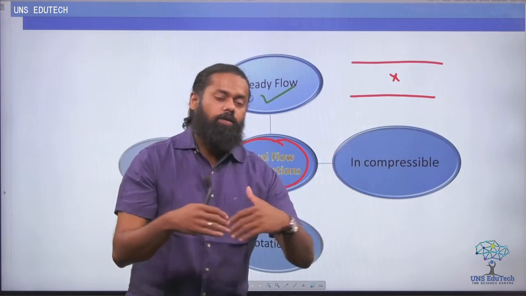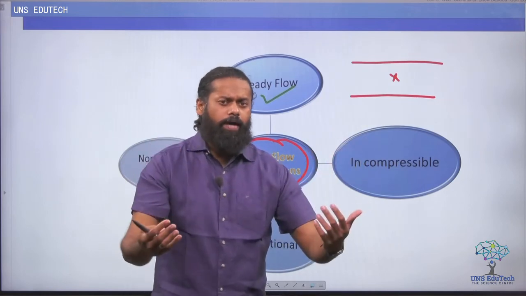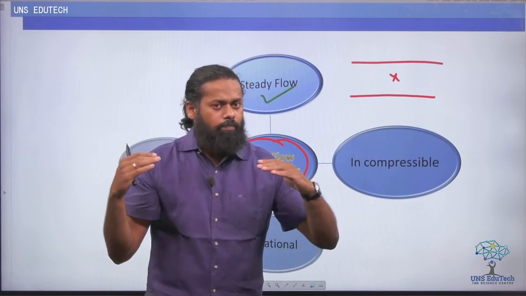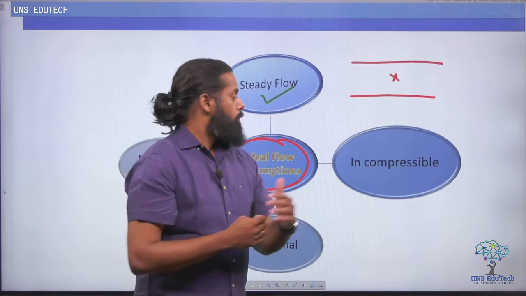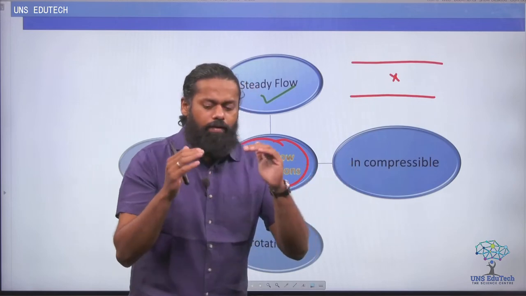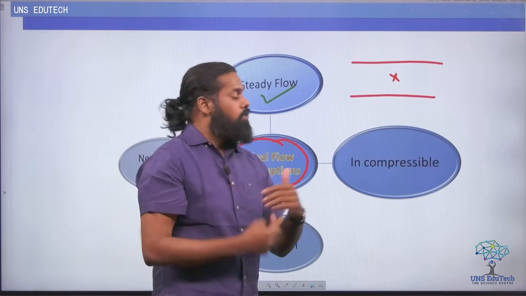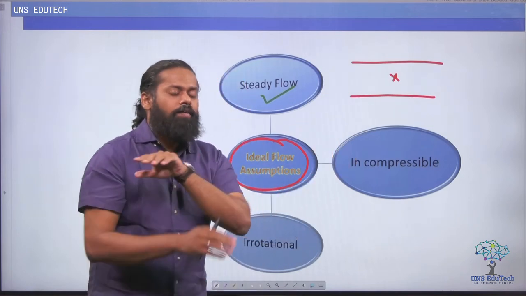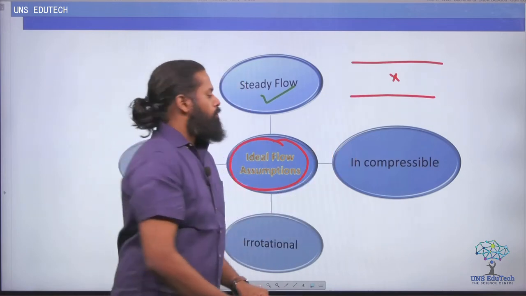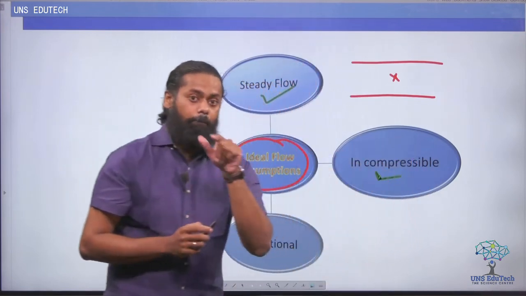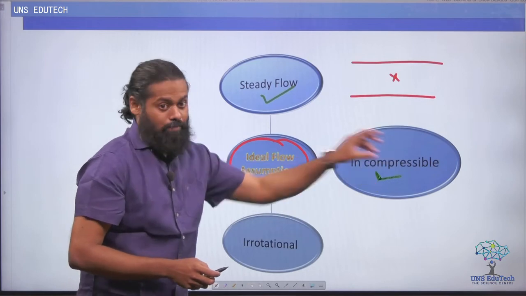This compressibility is actually a separate wing called compressible flow. If you go to higher studies, you will understand that hypersonic flight and supersonic flight all come under compressible flow, because during the flow, the volume of air under consideration may compress or expand. It can happen. So in this case, we are assuming that nowhere in the system is the flow getting compressed. So we are saying that this system is incompressible. That is the third assumption we are taking.